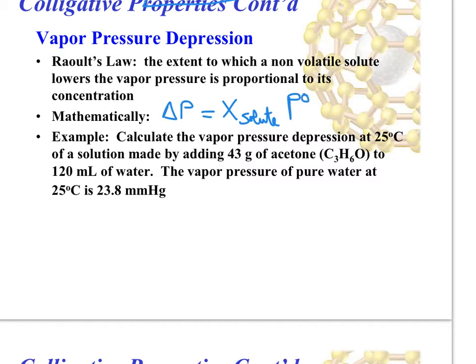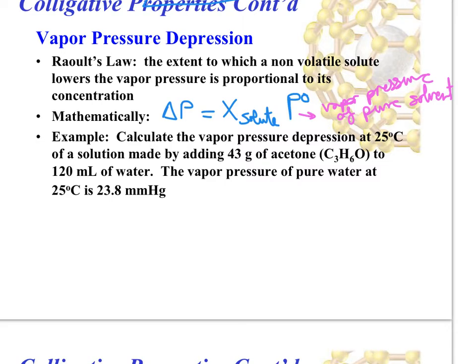times P naught. Let's talk about what these are. So again, the delta P is the change in the vapor pressure, so how much it goes down by. X of the solute means the mole fraction of the solute, so moles of solute over the total moles. And then P naught is the initial vapor pressure. This is the vapor pressure of the pure solvent. So I'm going to write that down. If I did not have any solute particles in there, if it was just a pure solvent, this would be the vapor pressure of it.